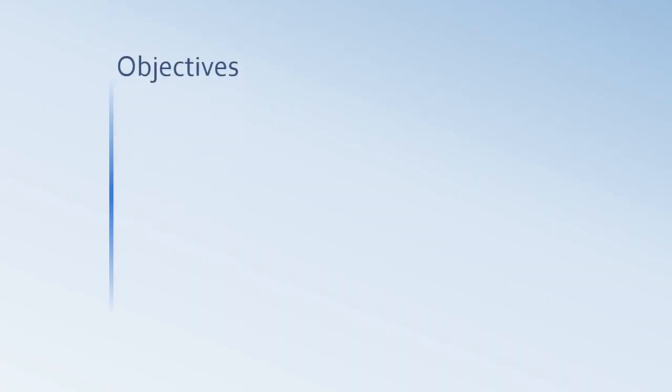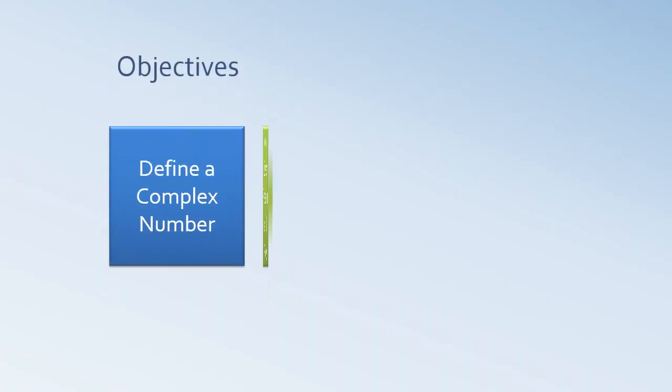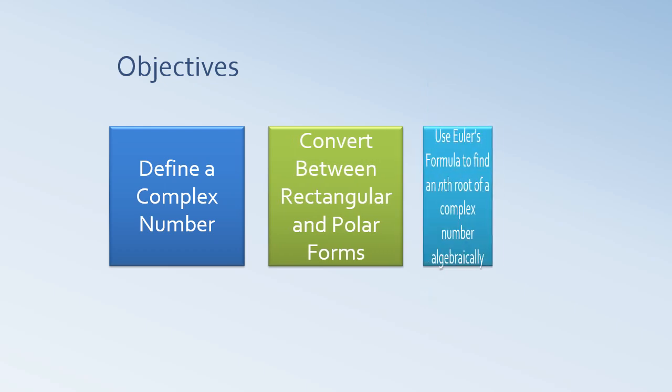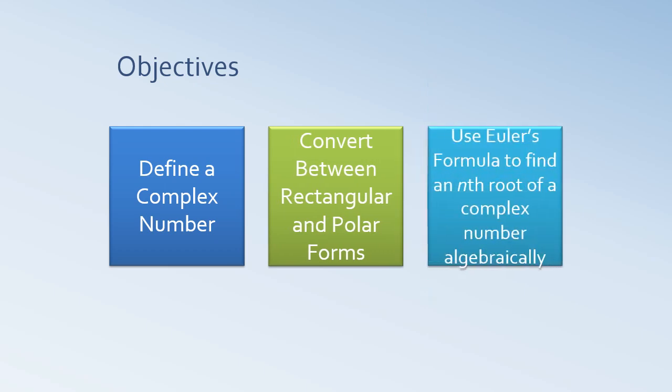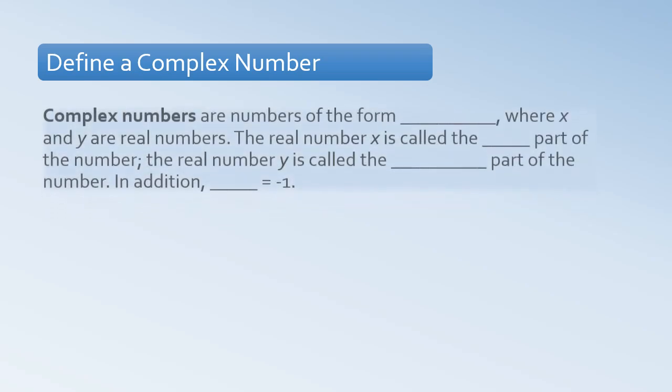The objectives for this lesson are to define a complex number, to convert between rectangular and polar forms, and to use Euler's formula to find an nth root of a complex number algebraically. Let's first begin by defining what a complex number is.